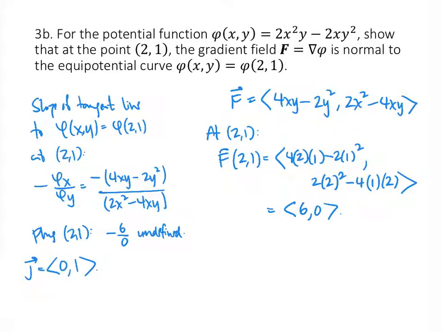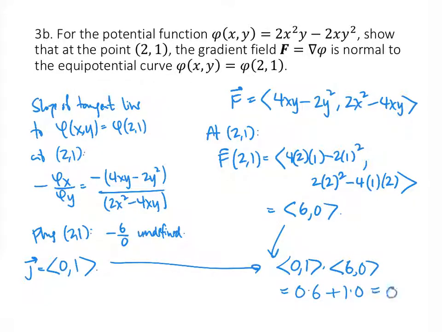Now, why are these two vectors perpendicular? We take a dot product. It should be pretty clear why they're perpendicular, but let's just verify it. <0, 1> dotted with <6, 0> is 0 times 6 plus 1 times 0, and that is, of course, 0.